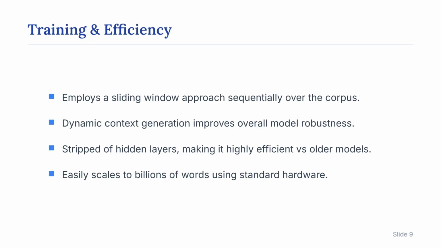The paper also highlights that increasing the dimensionality of vectors and increasing the amount of training data both improve performance. So there is a trade-off between vector size, training time, and accuracy. But overall, this model made large-scale training practical, and that is why word2vec became so widely adopted.